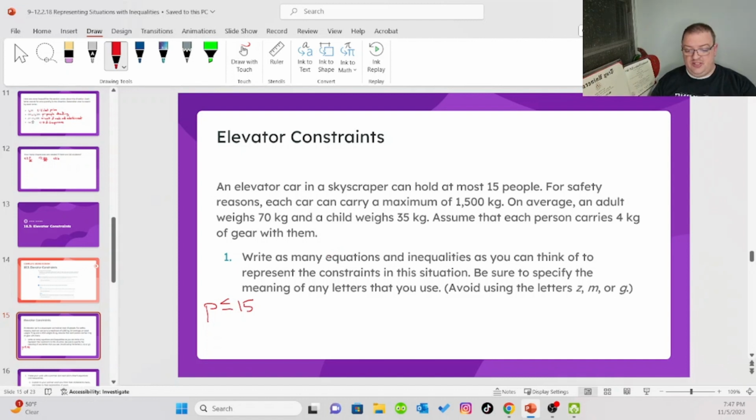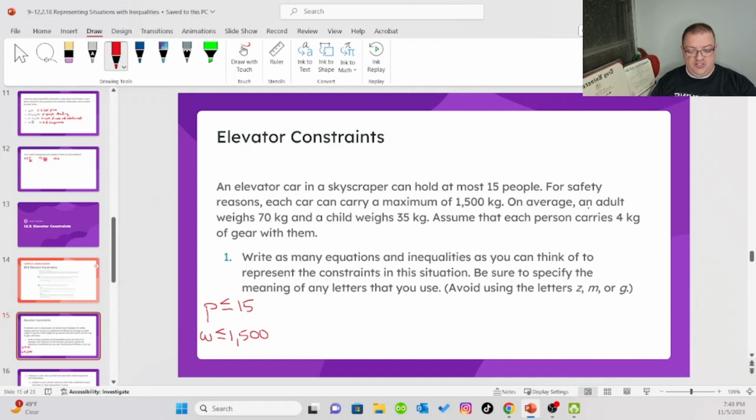For safety reasons, each car can carry a maximum of 1,500 kilograms. So we could say that weight must be less than or equal to 1,500. It could be less than 1,500 kilograms. It could be exactly 1,500 kilograms, but it cannot be more than. That's what a maximum means.